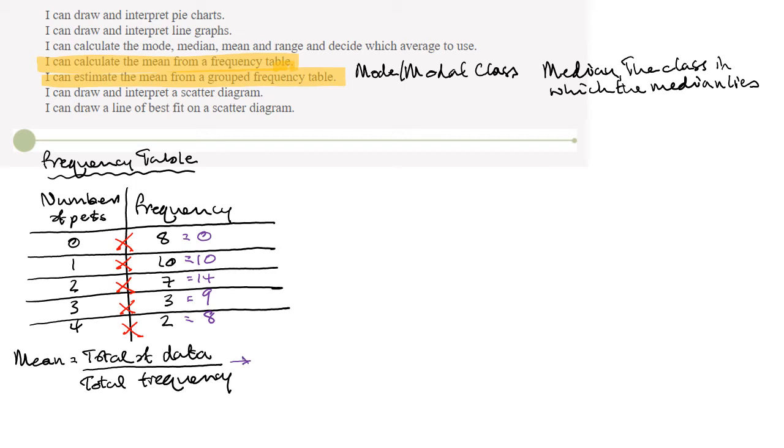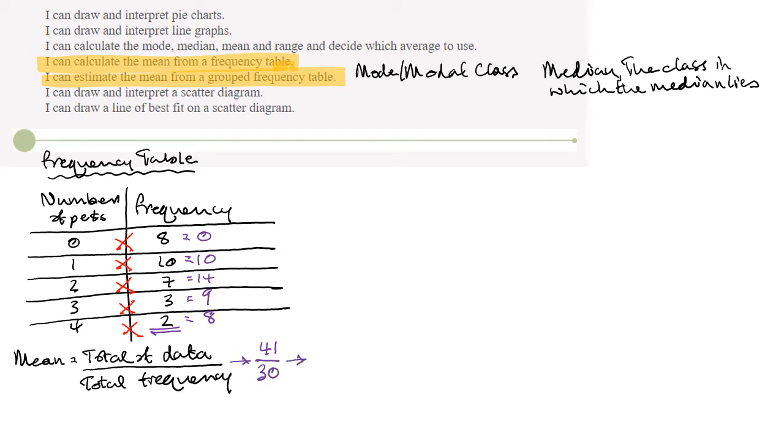And in this example, I want the total of those. So that's going to be 10 plus 14 plus 9 plus 8. Let's just work that out. 10 plus 14 plus 9 plus 8. And that's 41. And I want the total of the frequency. Well, I just add up the numbers in that column. So that's going to be 8 plus 10 plus 7 plus 3 plus 2. And that's 30.